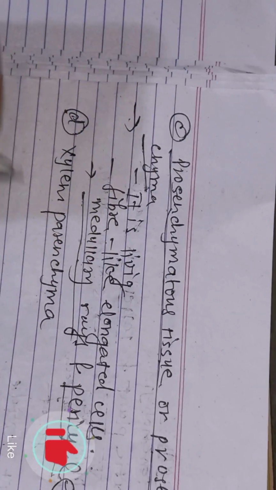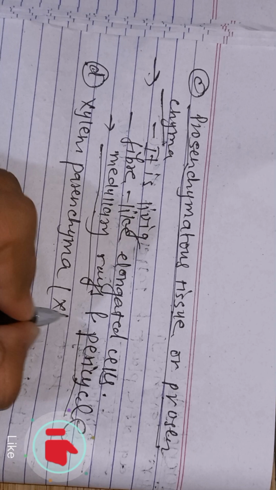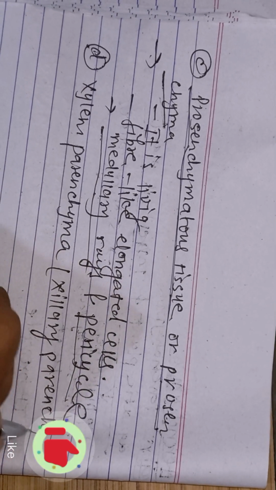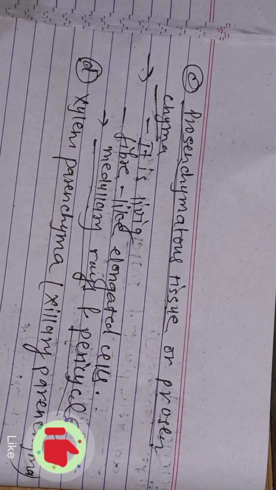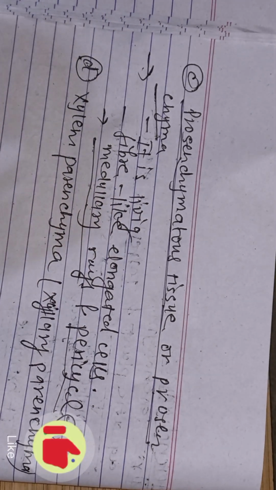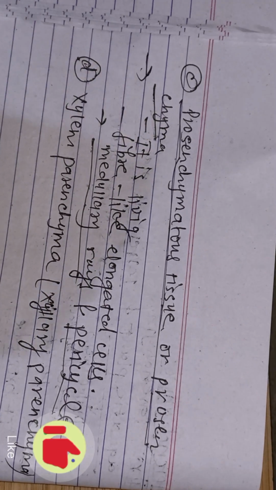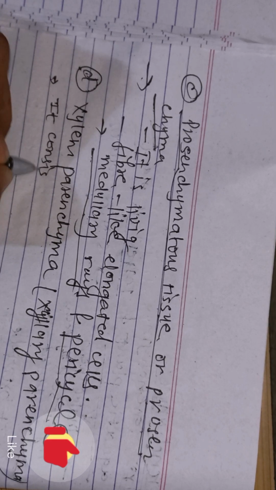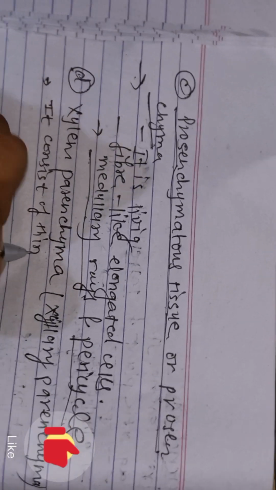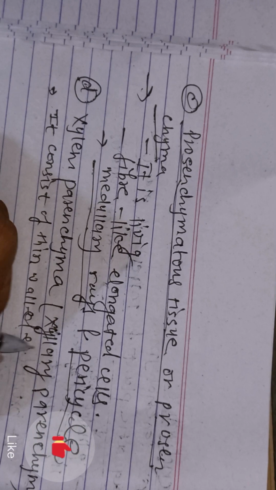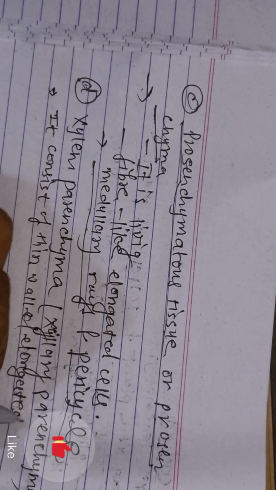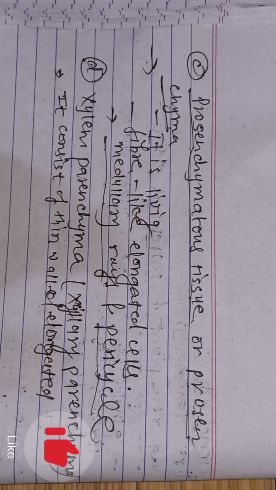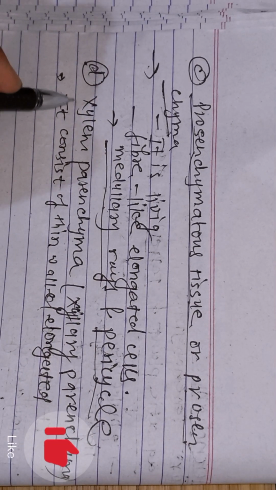Xylem parenchyma is also called xylary parenchyma or the xylary tissue. It consists of thin-walled, elongated parenchymatous cells. From the name we can consider it xylem parenchyma.